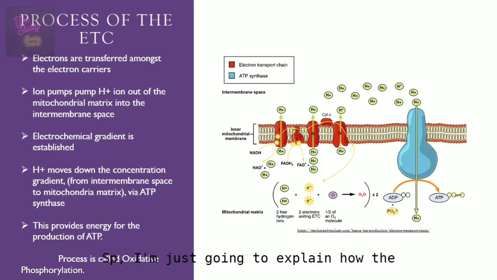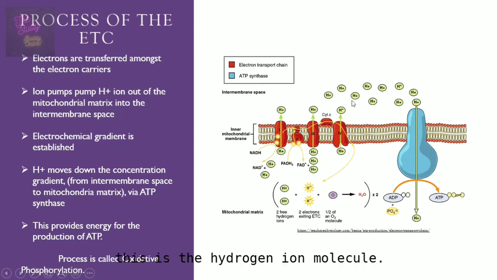So I'm just going to explain how the electron transport chain works a bit further. And real quick, I just want to show you all a couple of structures on here. So this right here is ATP synthase, and this area here is the mitochondrial matrix, and this structure is the inner mitochondrial membrane, and this area here is going to be the intermembrane space. Also, this is the hydrogen ion molecule.